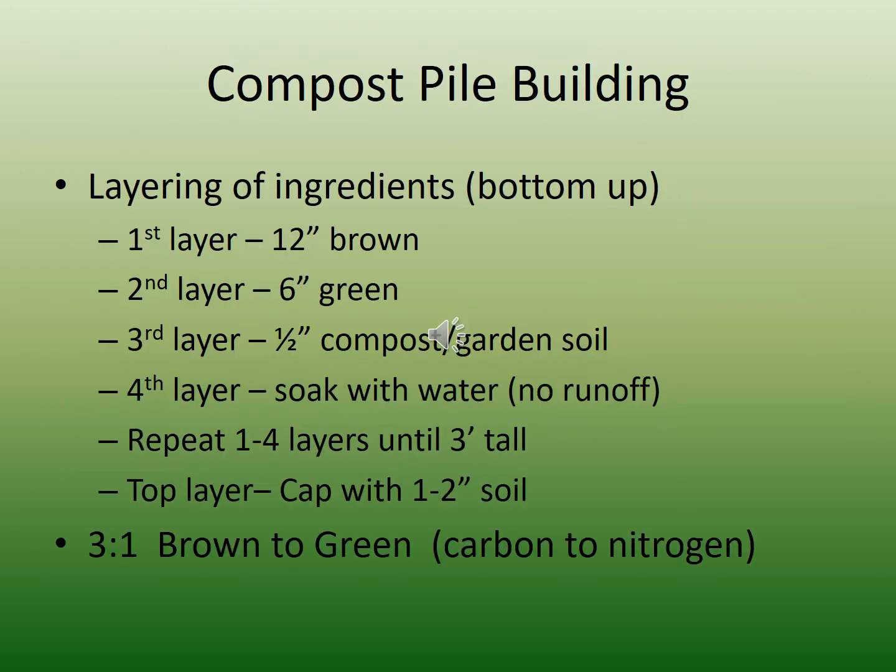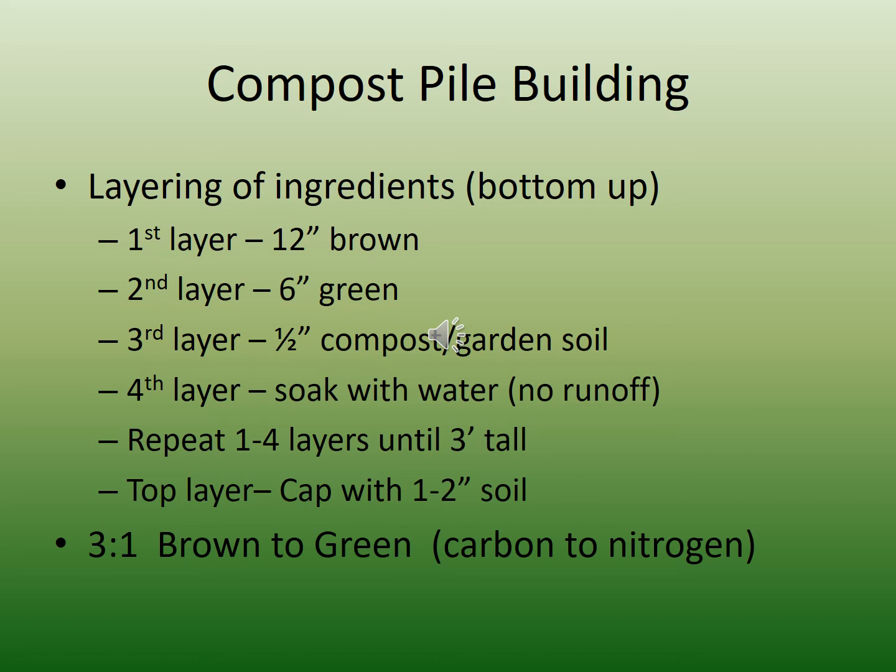Besides keeping to just a 2 to 1 brown to green material ratio, another way you can try to keep the ratios correct for nitrogen and carbon is to do about a foot layer on the bottom. So you start to build your pile. It's 3 foot by 3 foot. Put in a foot of brown material on the bottom, then put 6 inches of green on top of that.